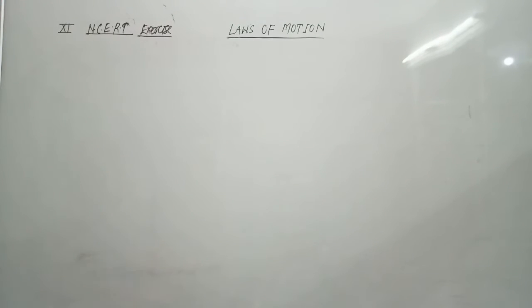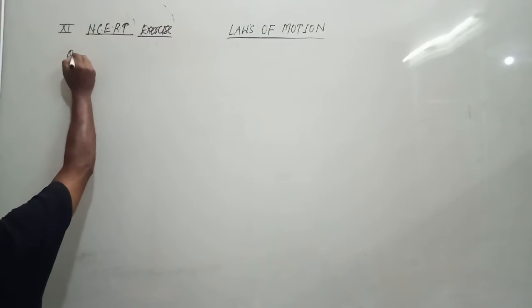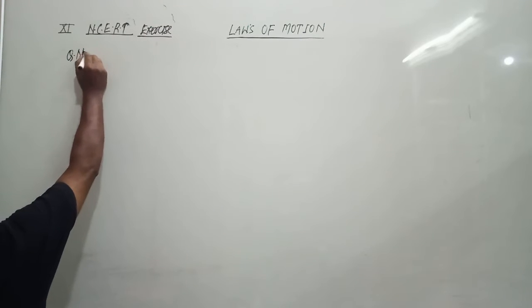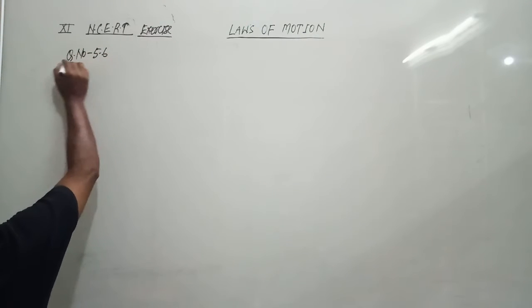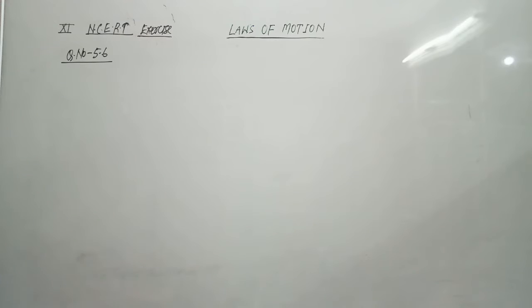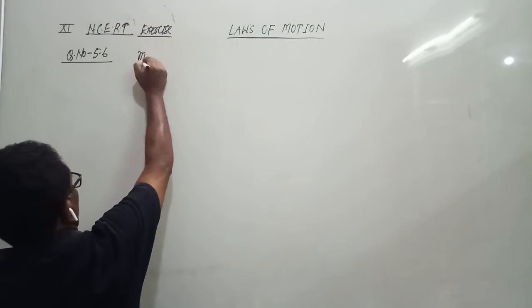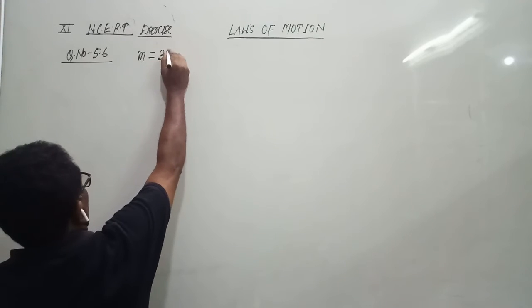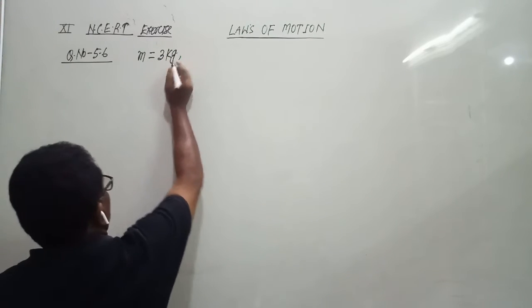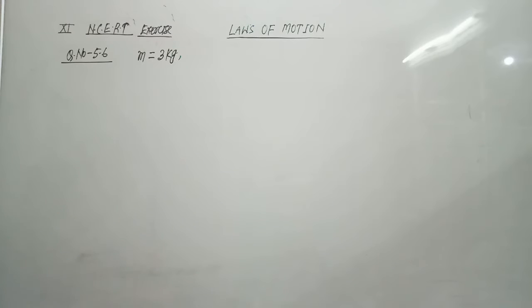The next question is 5.6. A constant force acting on a body of mass 3 kg. The mass of the body is 3 kg, and there is a constant force acting on the body.